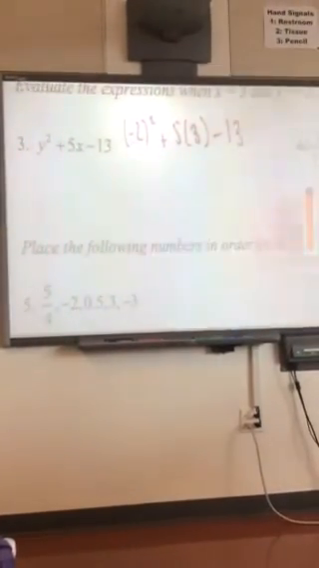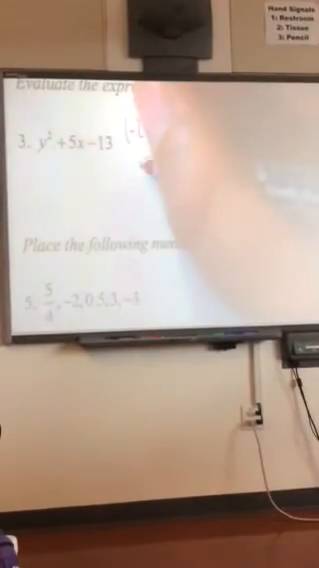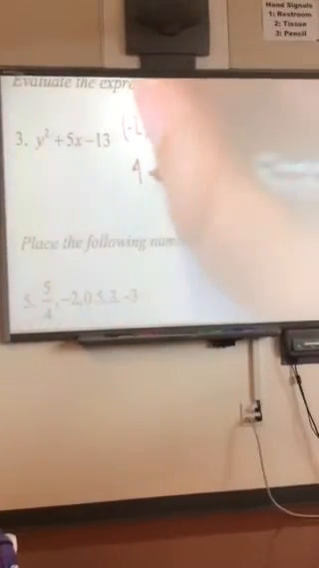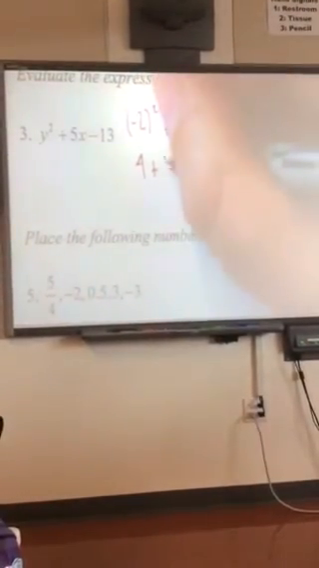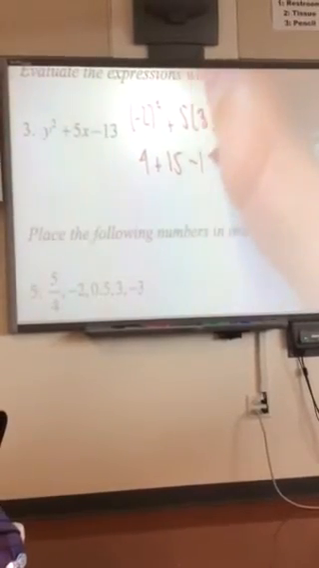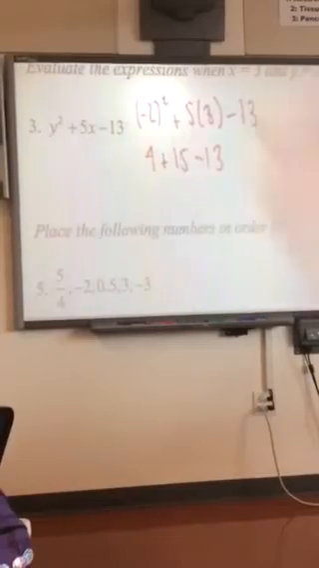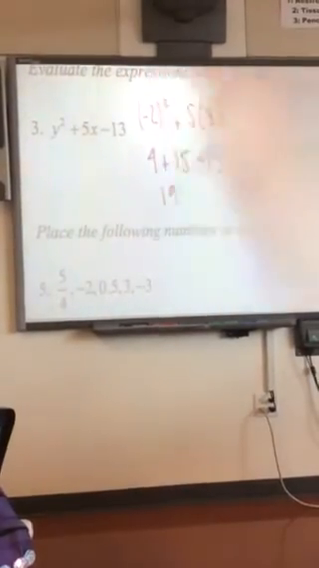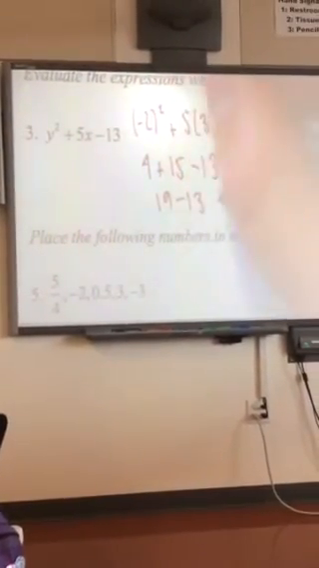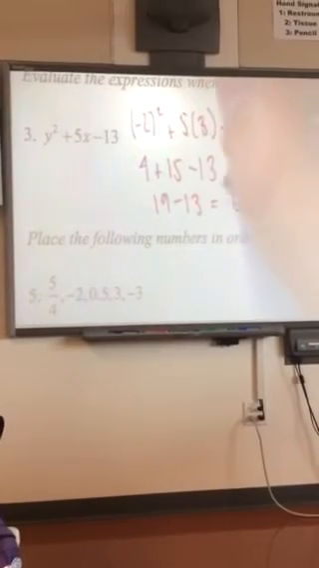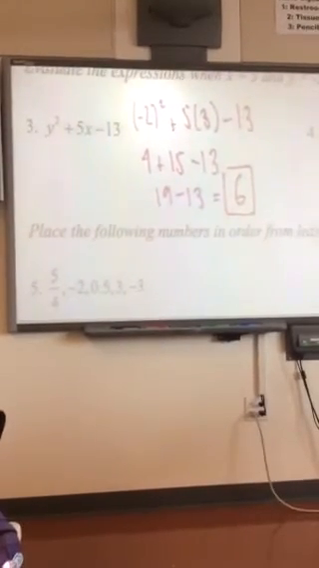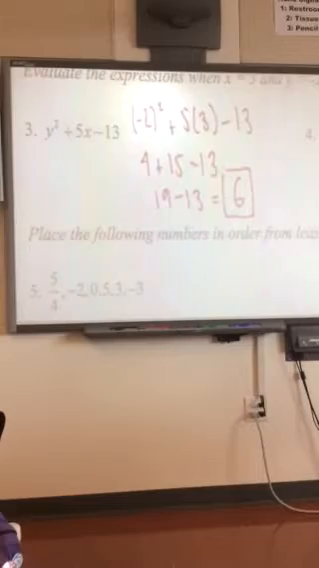So negative 2 squared is negative 2 times negative 2, which makes positive 4. 5 times 3 makes 15, minus 13. So then these two will add up. 4 plus 15 is 19. And 19 minus 13 is 6. So the solution is 6.